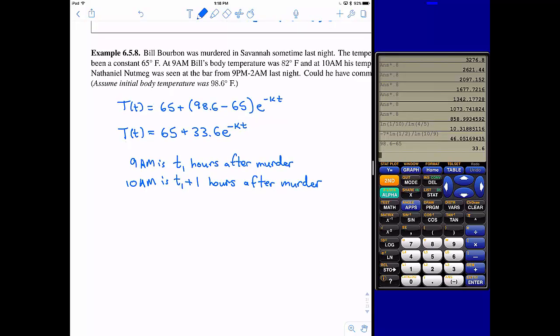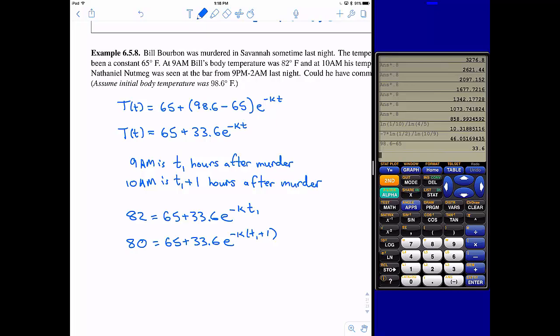So let's try to plug some of this information into our formula here. We know at 9 a.m., T1 hours after the murder, the body's temperature was 82 degrees. So 82 is going to be equal to our formula with this negative k, but instead of t, this is T1 hours after the murder. And then at the second time, at 10 a.m., the body's temperature was 80 degrees. So now this is going to be negative k times T1 plus 1, and that's the entire quantity.